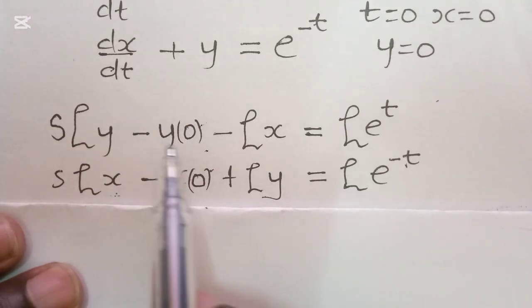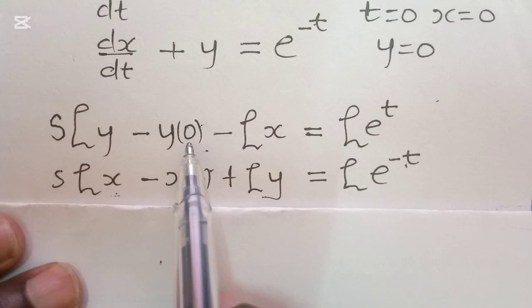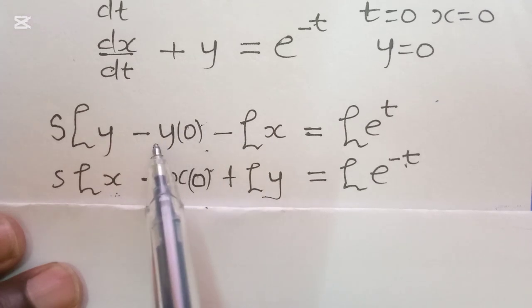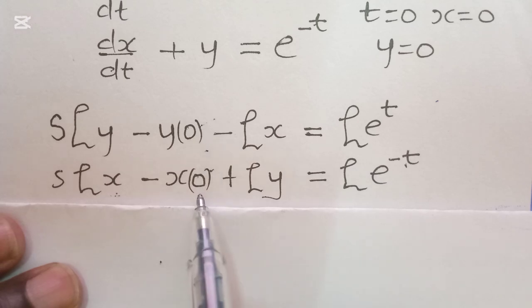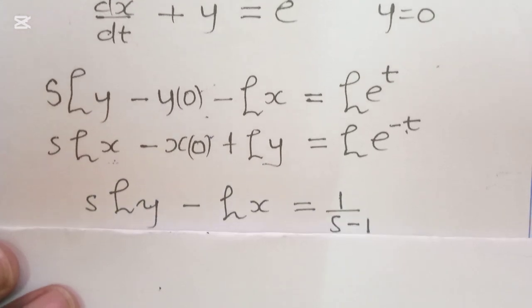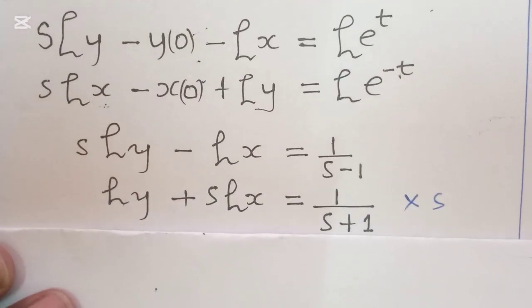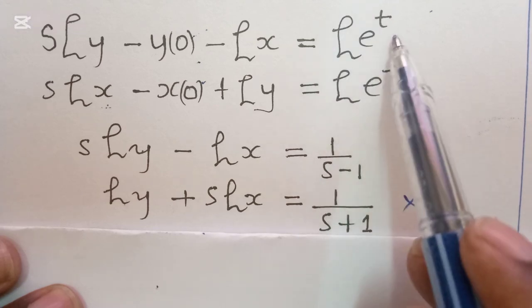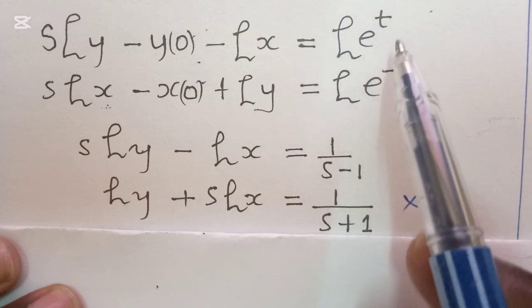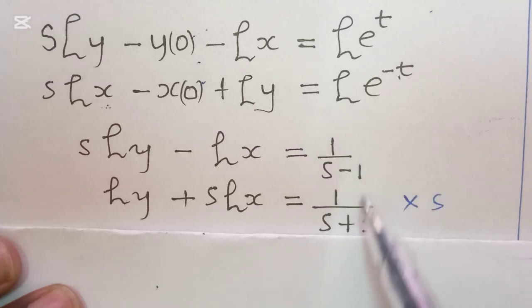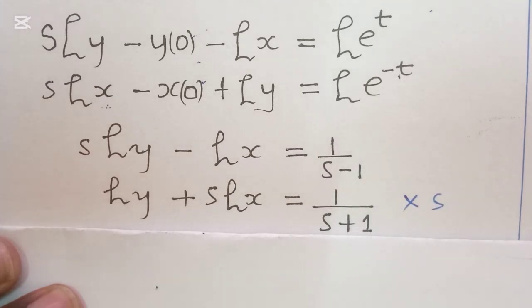And this shows that when t is equal to 0, as we have seen, y is also supposed to be 0, so this one becomes 0. When t is 0, x also is 0, so this one becomes 0. So guys, we shall end up with something like this. Because we have looked for the Laplace transform of e raised to t, which is 1 all over s minus 1, and for this one it is 1 all over s plus 1.